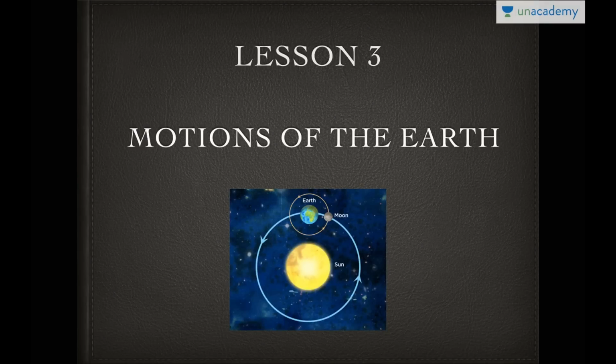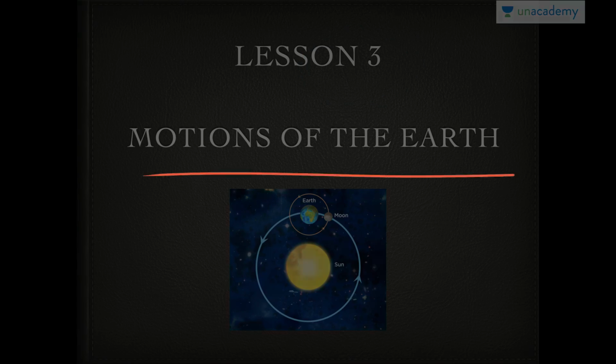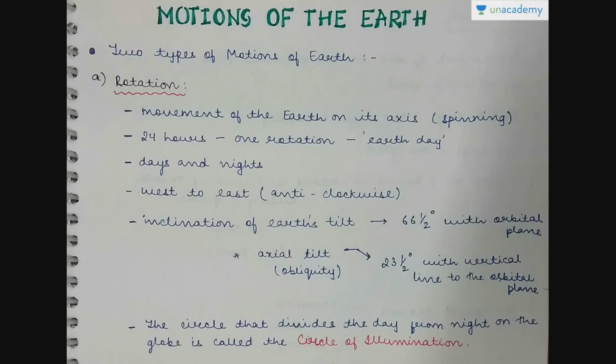Now this is the third lesson. We have already done 2 of them, and the second lesson also had 2 parts. So it's like 3 of them here, and this one is in number it's 3, but it's the 4th lesson here. So it is on the motions of the earth. Now 2 types of motions of the earth are there, basically rotation and revolution.